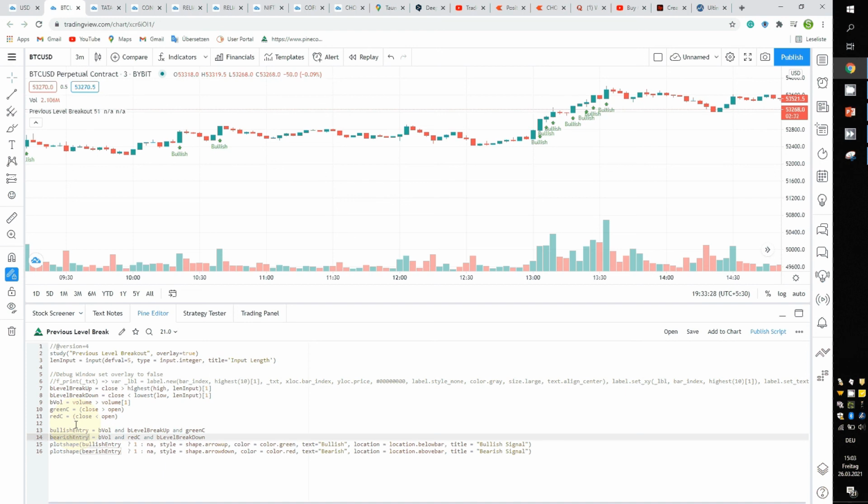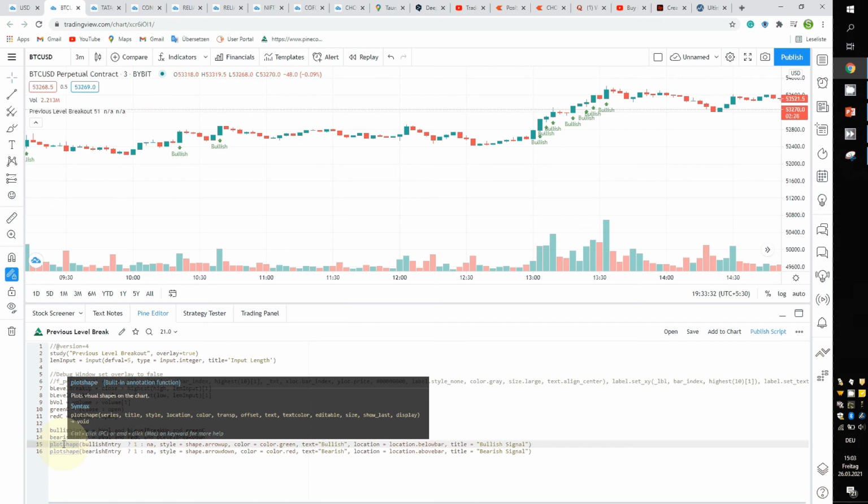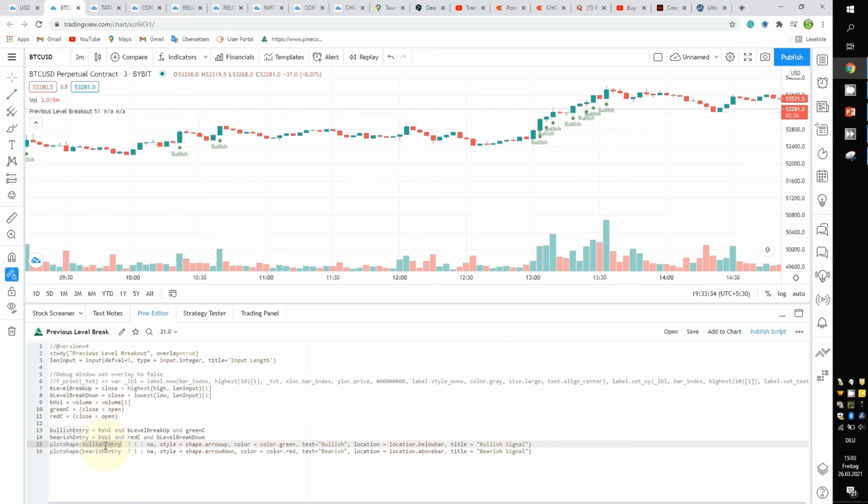Now it's time to plot them on the script. The function is called plotshape. Bullish entry is a Boolean variable. So if the bullish entry is true, then plot it. This is a kind of scripting, you don't need to really think about it, just use it as it is. If this is true, it will plot it, otherwise it won't plot it.